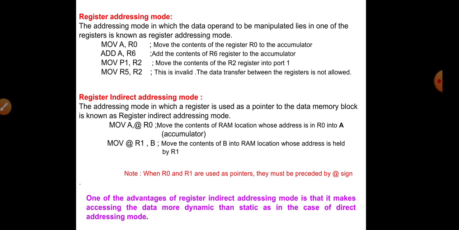We can say the content of A is added to the 16-bit register DPTR to form the 16-bit address of the data operand, and mainly we use the indexed addressing mode to access data available in lookup tables in the program ROM space of 8051.